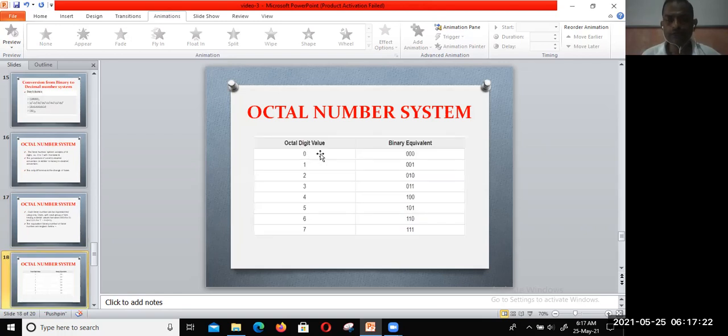Octal digit, this is 0. How can we write down the binary equivalent? This is the octal and this is the binary number. Because it uses 3 bits, 0 can be written as 000. Now move to 1, you can write down 001. Again 2 can be written as 010. Similarly 3 is 011, 4 can be written as 100, and 5 as 101, 6 is 110, 7 is 111.